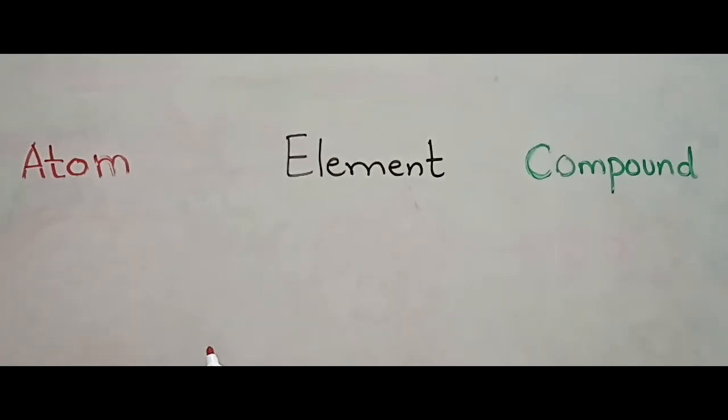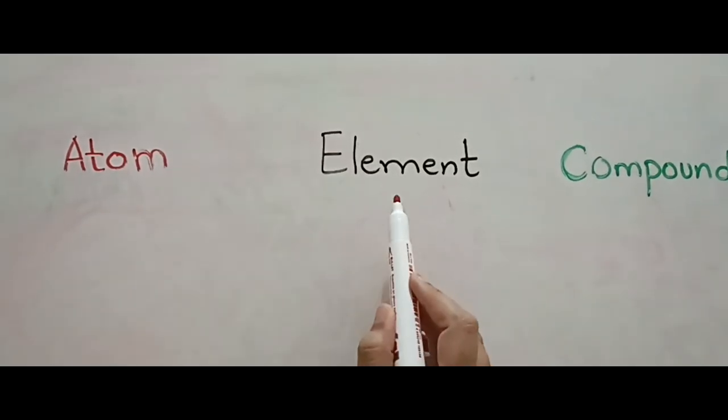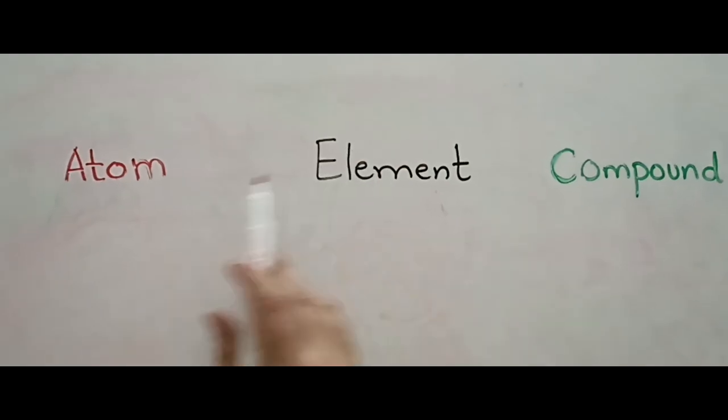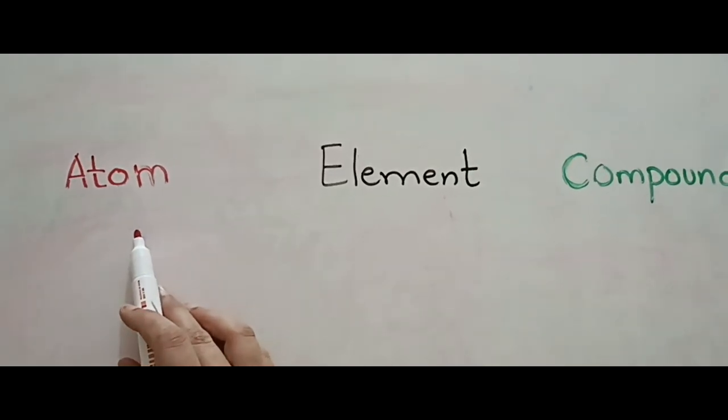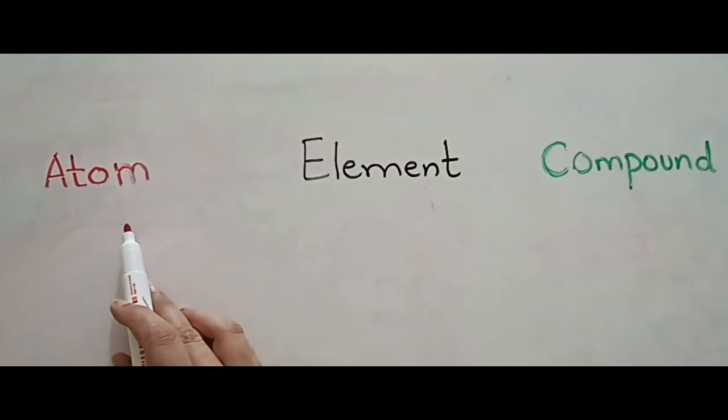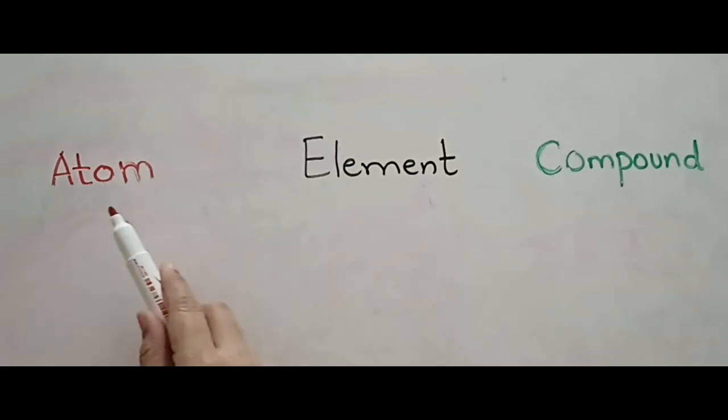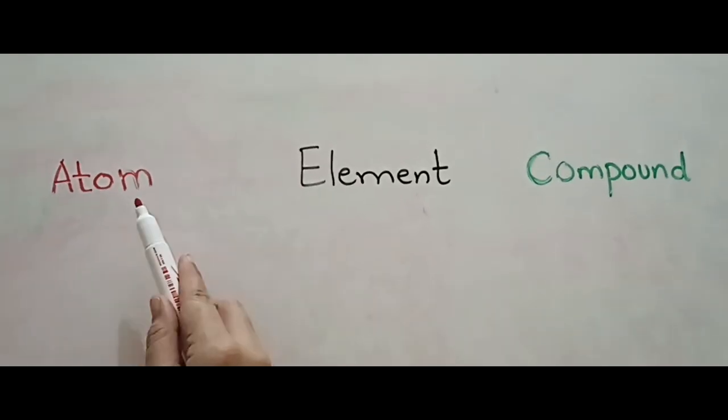Hello students, today I'll talk about atom, element and compound. Atom is the unit, the basic fundamental particle. Element is also made up of atoms, compound is also made up of atoms.